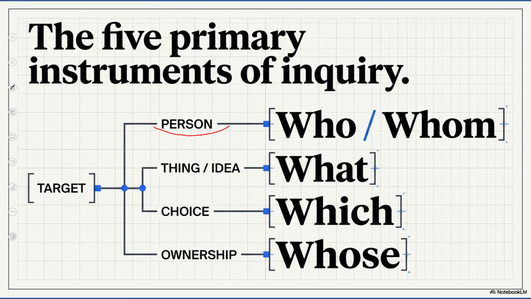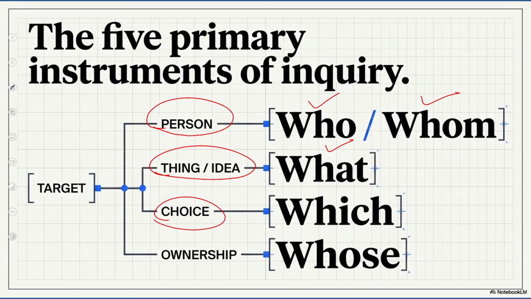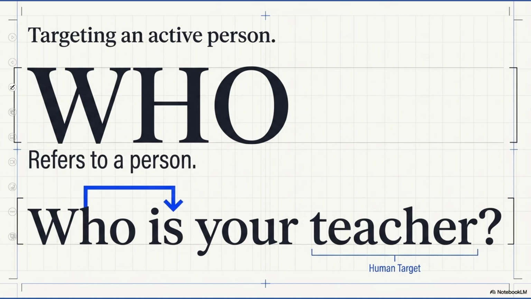For example, if it is a person, you can either choose who or whom. If it is a thing or idea, you can choose what. If it is a choice, you have to choose which. Or if it is an ownership, you have to choose the word whose. Now this slide is extremely important because if you learn all of these WH words according to their category by heart, you will never make a wrong question. Now questions are very important because if you're not going to ask a question, you will never learn.